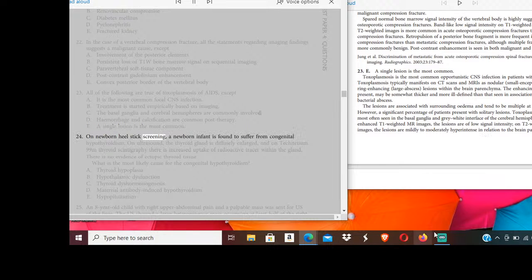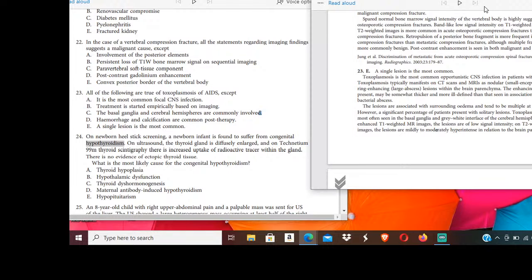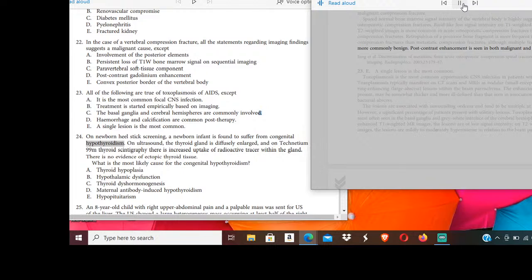24. On newborn heel stick screening, a newborn infant is found to suffer from congenital hypothyroidism. Both malignant and benign causes. Jung et al. Discrimination of metastatic from acute osteoporotic compression spinal fractures with MR imaging. Radiographics. 2003; 23:179-87.